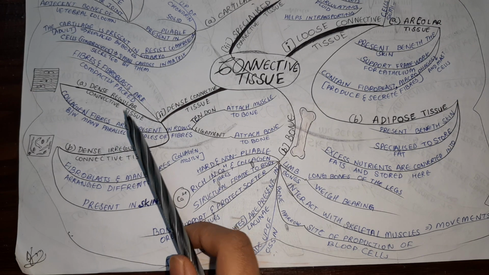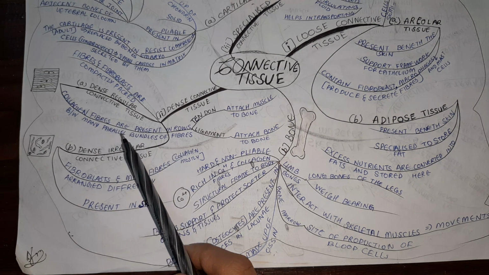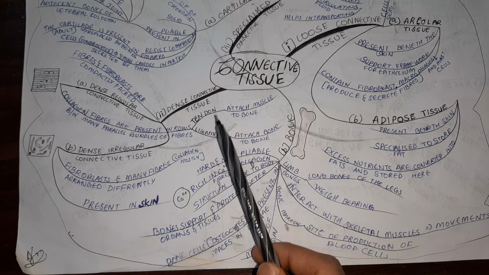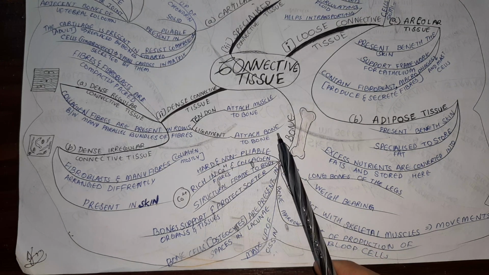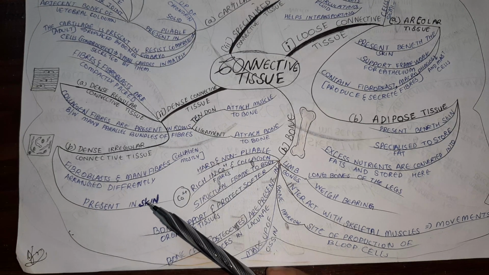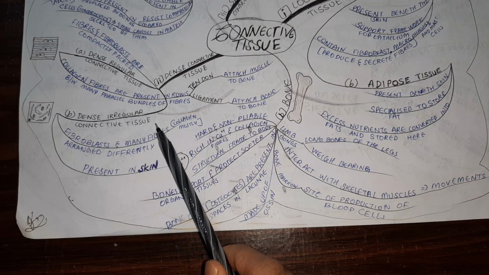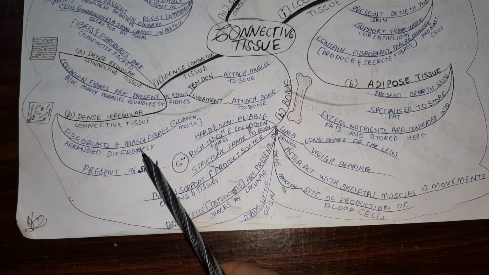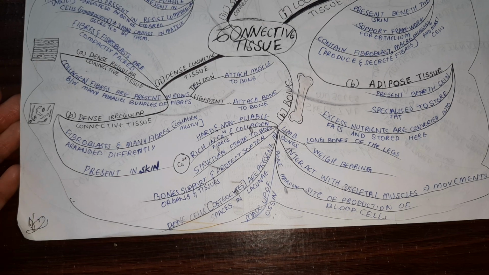Then we have the dense regular connective tissue, in which collagen fibers are present in rows. They are arranged in a specific pattern between many parallel bundles of fibers. This dense connective tissue is found in tendons. Tendons help to attach muscle to bone, and ligaments attach bone to bone. These are examples of dense regular connective tissue. Then we have dense irregular connective tissue, which means fibroblasts and many fibers, mostly collagen fibers, are arranged differently. They do not form a particular pattern. These are present inside the skin.